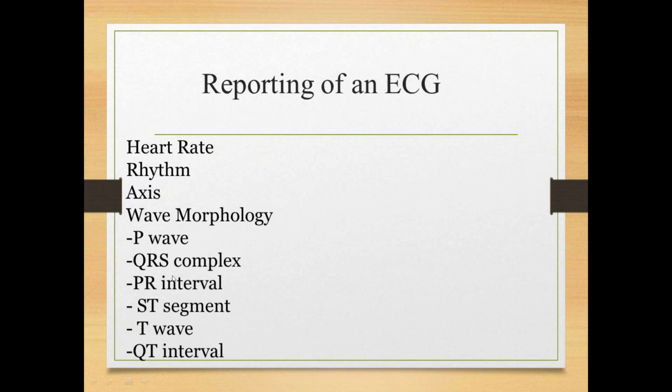SA to AV node conduction is depicted by the PR interval. How is the ST segment, that is important in terms of myocardial ischemia and infarction. How is the T wave? T wave depicts the ventricular relaxation, and abnormalities in the T wave occur in which conditions. Then the QT interval with relation to calcium, hypocalcemia, hypercalcemia. T wave also is important in terms of hyperkalemia, hypokalemia. How is the QT interval? So before reporting an ECG, you must look into these wave morphologies, axis, rhythm, and heart rate. At least this much must be known.